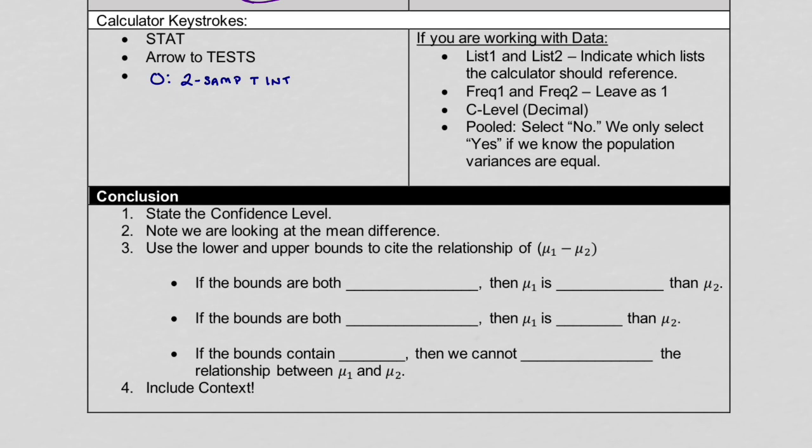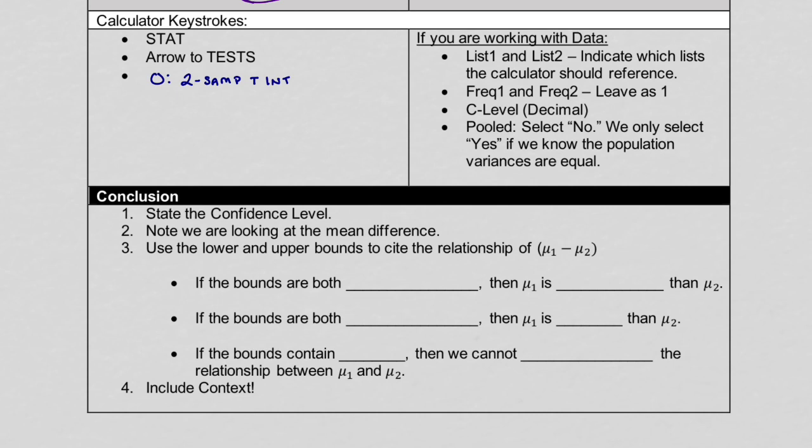Once you've created your t-interval, if you are working with data as opposed to stats, which we had addressed in the previous video, you're going to make sure that you have your data in lists. So list 1 for group 1, list 2 for group 2. Why make it more confusing?